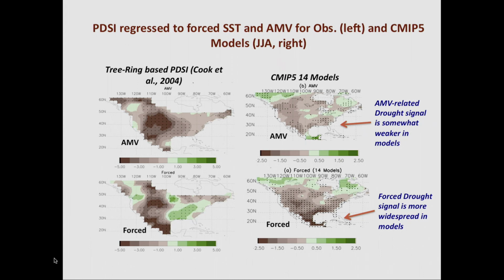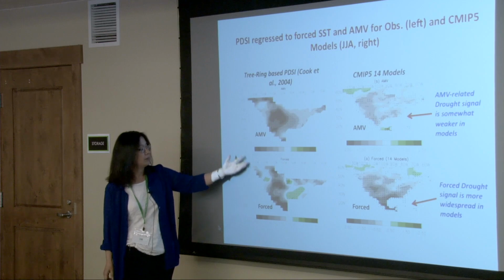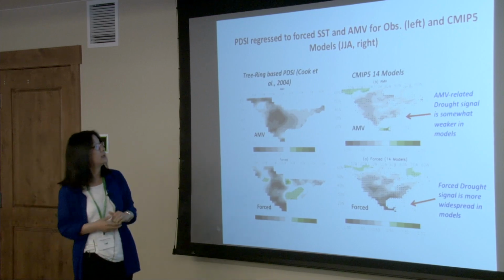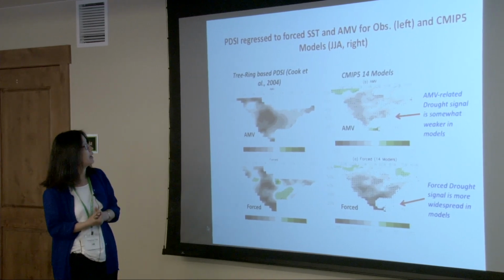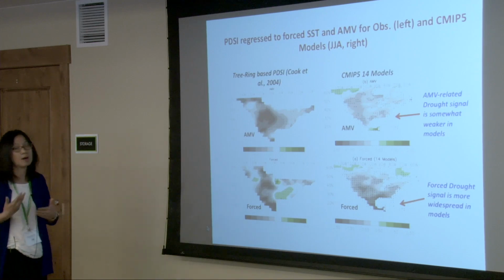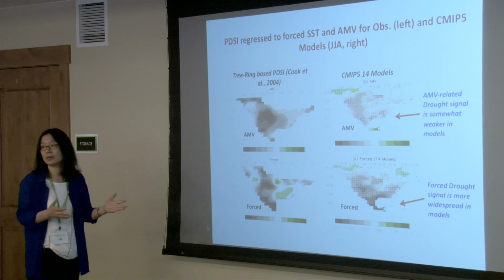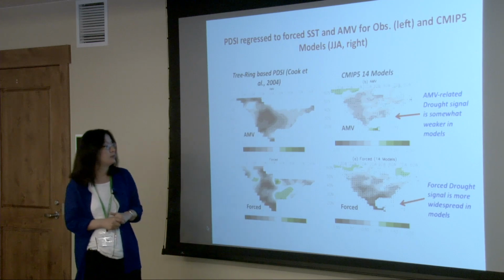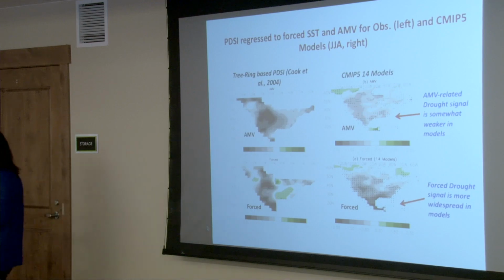So here's the comparison, and here you've already seen this tree regression for AMV and forced based on the decadal results. On the right here is the 14 models altogether, the CMIP5. What you see is consistent with CMIP3, but a lot better than CMIP3 in the sense that it's showing up a dry condition in the model associated with positive AMV, but it's still weaker compared to the observation. On the other hand, the forced components seem to be more widespread in the model compared to what's shown in the tree ring atlas.